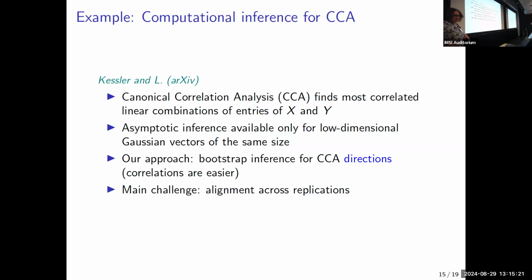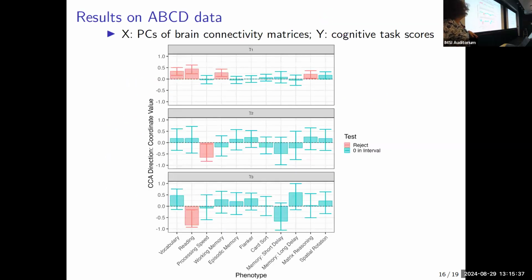So we did something computationally. We did bootstrap inference. Specifically for directions; correlations we can also do, but that's much easier. Directions is what you really want to know about. Technically, the main challenge in doing bootstrap inference here is alignment across bootstrap replications. I'm not going to talk about that. But what kind of picture can you get? I don't want to go into the details, but this is something statistical that we can bring to the neuroimaging world that they don't necessarily do.